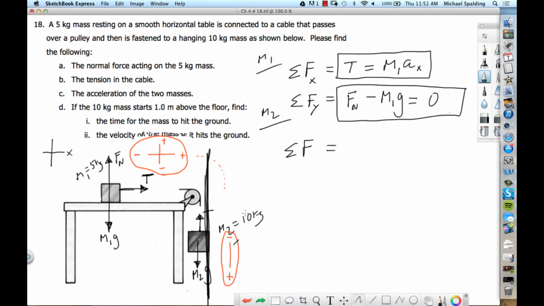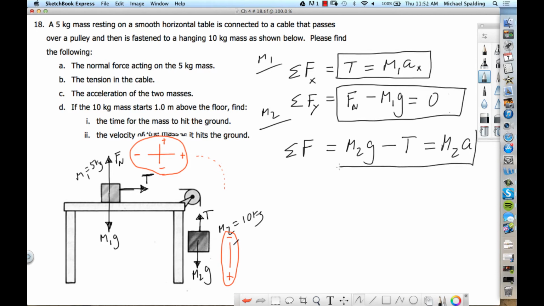All right. Now, for M2, what we have is M2G down, right? But down is plus. Down is plus. Minus T equals M2A. The hard part's done. The rest of this is algebra.